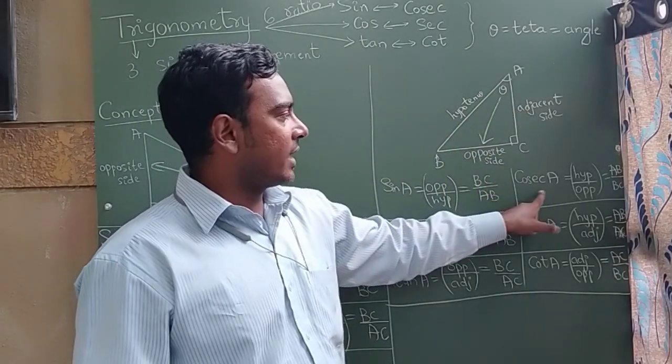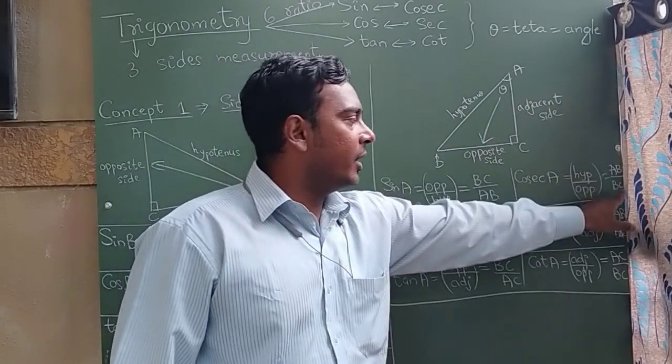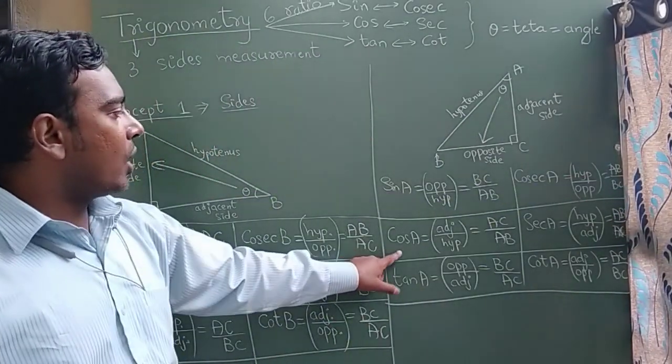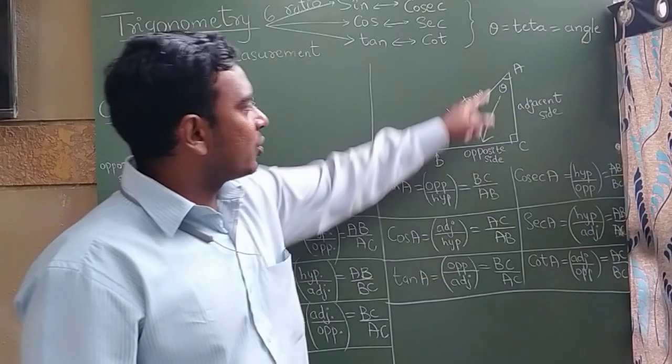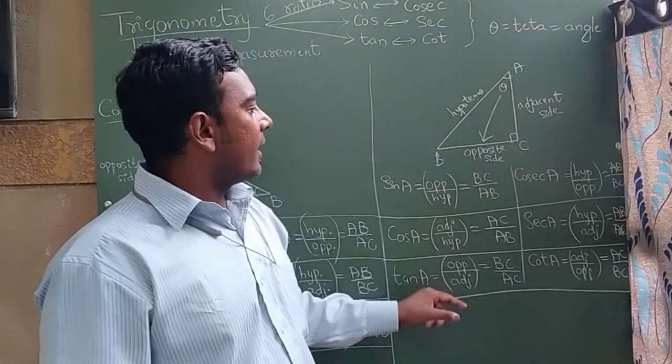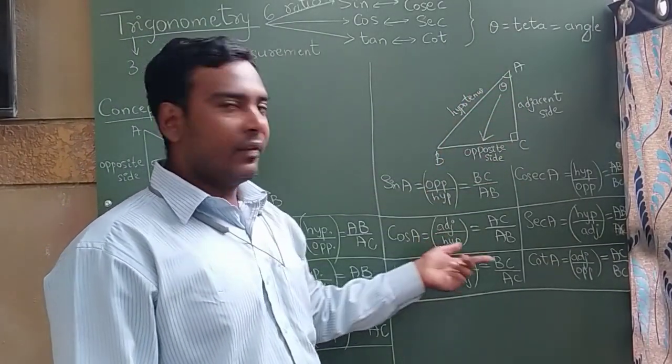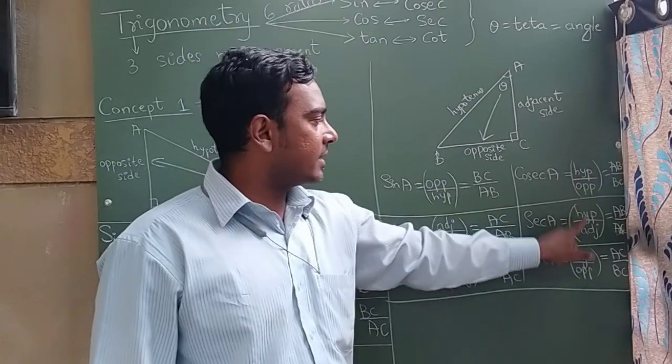Reverse of this is cosec. Hypotenuse upon opposite, AB upon BC. Cos A, adjacent upon hypotenuse. What is adjacent? AC and hypotenuse is AB. Reverse of this is secant A, hypotenuse upon adjacent.